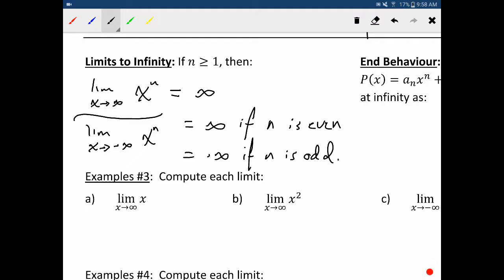The easiest example of this is just a linear equation, or alternatively a cubic. You think about it as we go off to the left, as we go to negative infinity, it's going down to negative infinity. That's a negative.